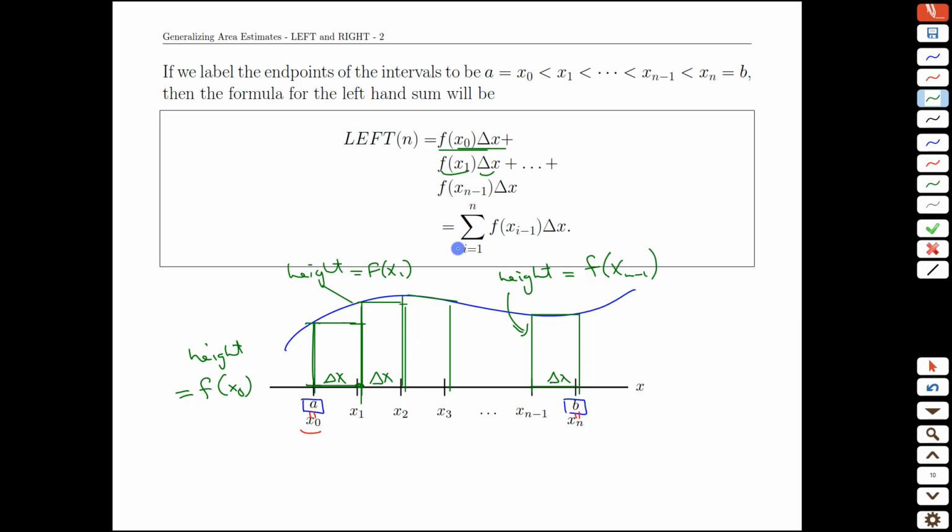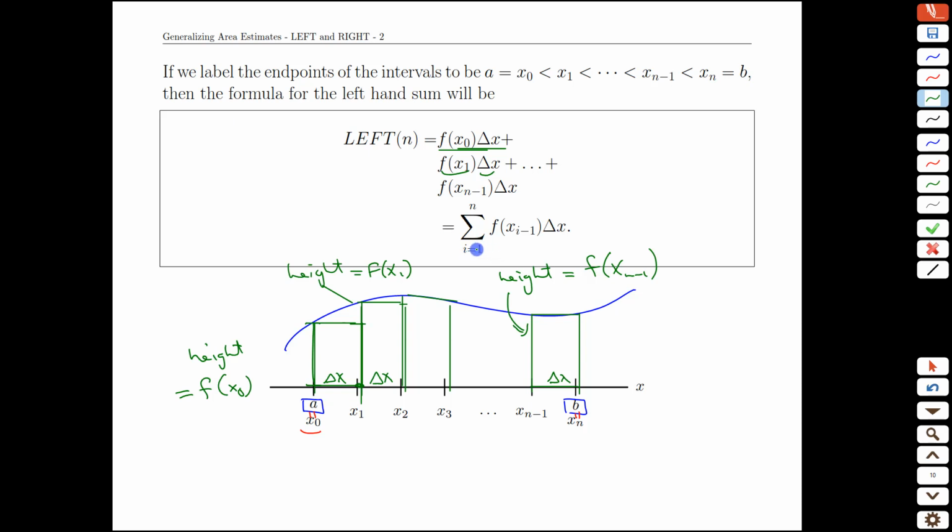For those who have seen summation notation, there's a very compact way to write this. We can see that there's a pattern of function at some x value times delta x, and those x values, the subscripts go 0, 1, 2, 3, 4, 5, all the way up to n minus 1. And this summation notation lets you write that out in a compact form.